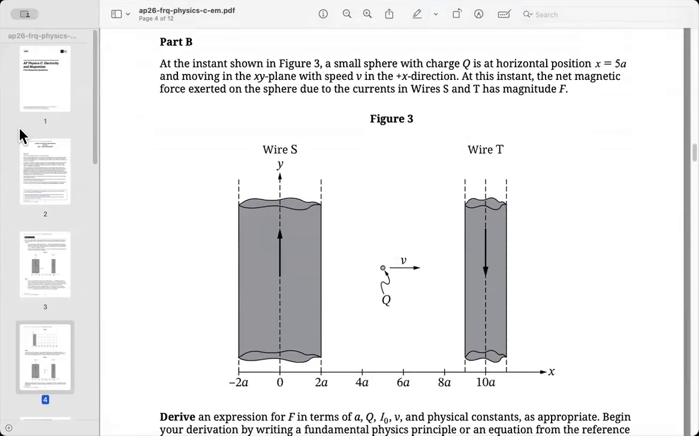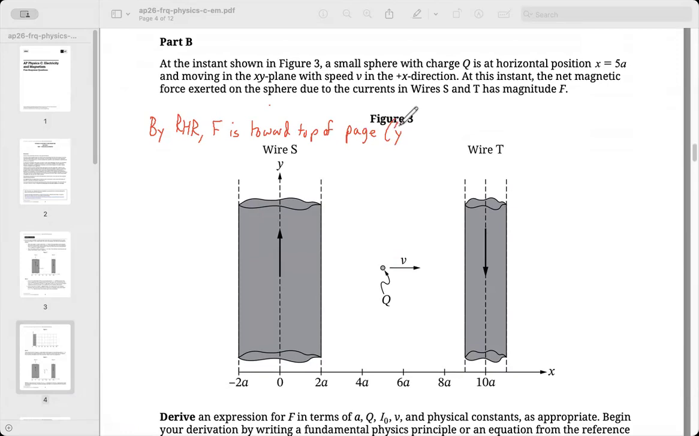That's by the right-hand rule. So I'm going to go ahead and start writing that down. Right, so by the right-hand rule, the force is toward the top of the page, which is actually in the y-hat direction because it says we're on the xy plane. So we've got to write that down.